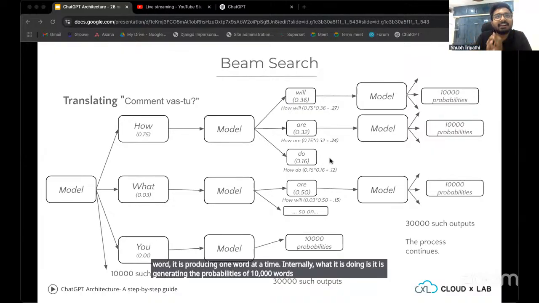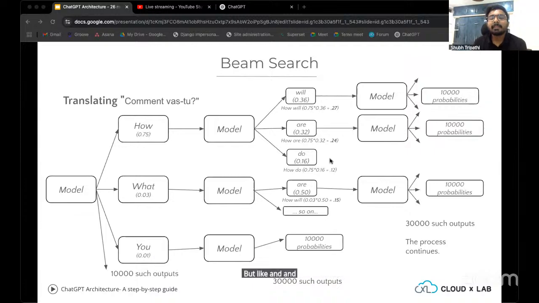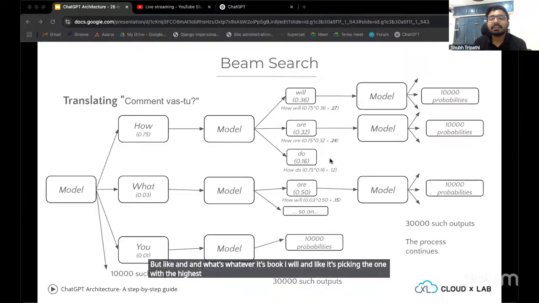ChatGPT's vocabulary is not limited to 10,000 words, but to n words, whatever its vocabulary is, and it picks the one with the highest probability. Since probability is what it is predicting, once you have the next word, it again feeds that previous word into the transformer and asks, hey, give me the next word, and this is how the process keeps going.